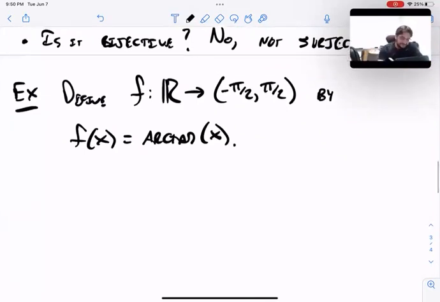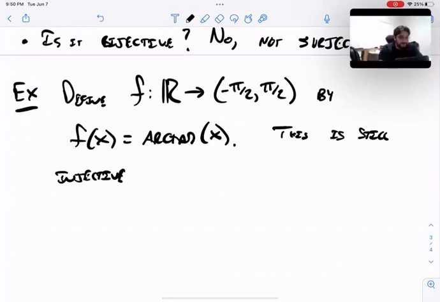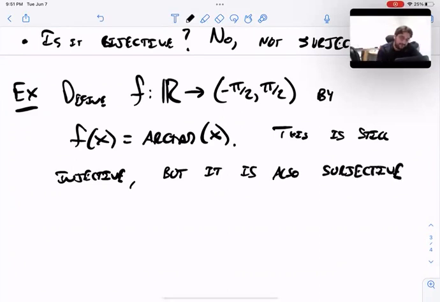So this function is still injective for the same reason it was before, for the same reasoning. But this function with the restricted codomain is also surjective, because every output in the interval minus pi over 2 to pi over 2 gets mapped to by some real number x.